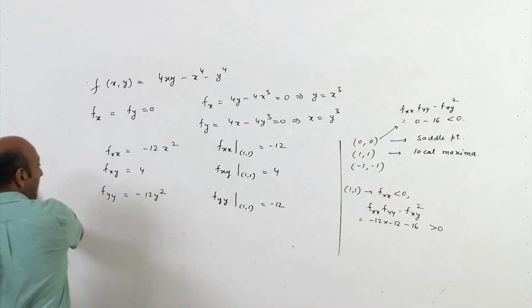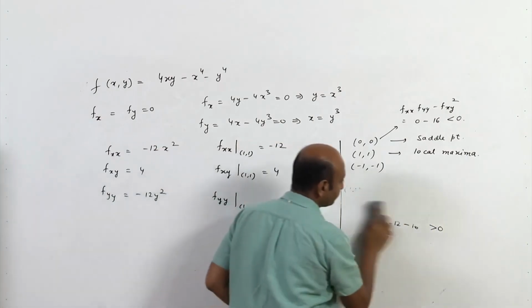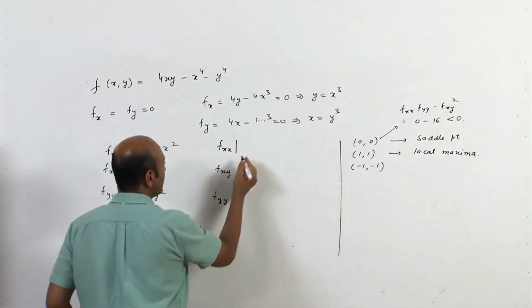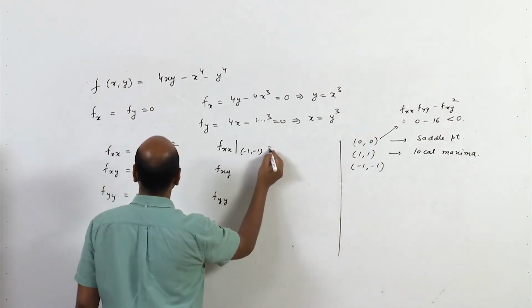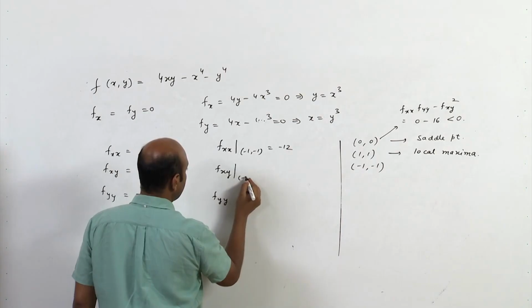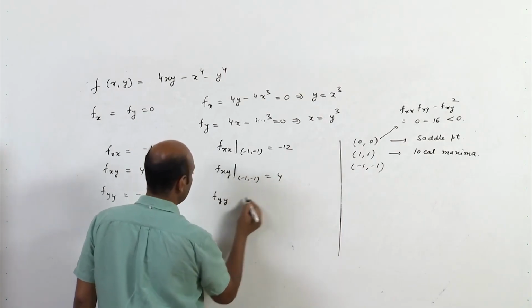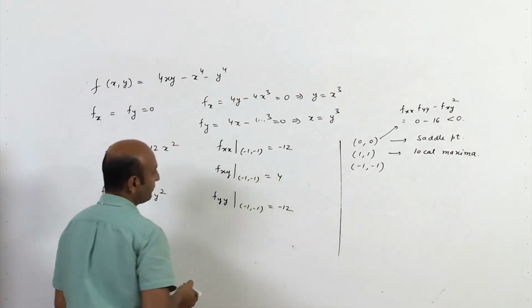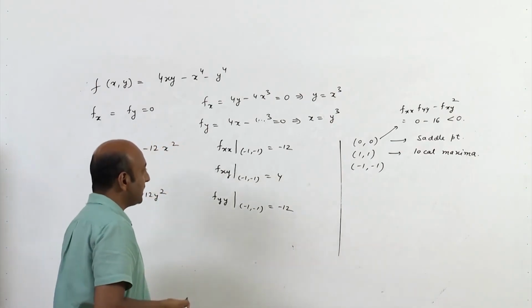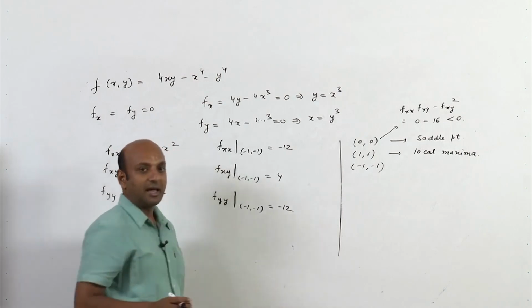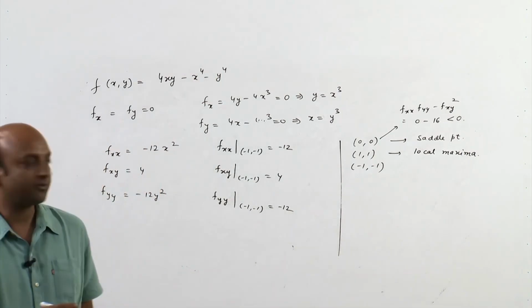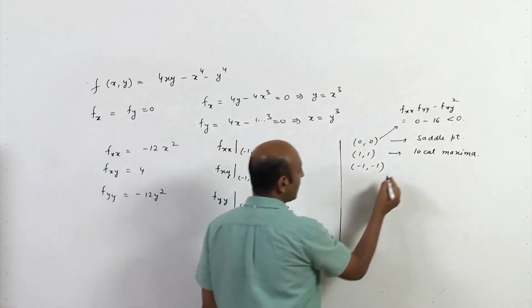Now again check for (-1, -1). So what is fxx at (-1, -1)? It is -12. For (-1, -1) fxy is again 4. For (-1, -1) fyy is -12. So the analysis remains the same, fxx is negative, and fxx into fyy minus fxy square is positive. So this point is again a point of local maxima.